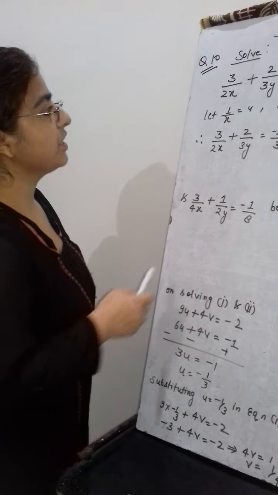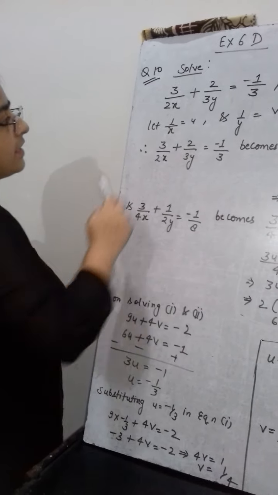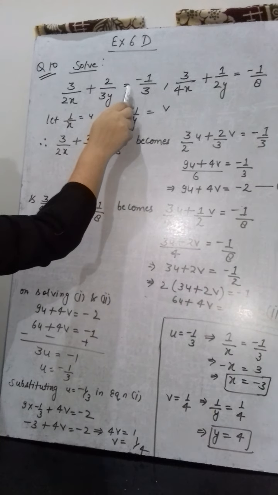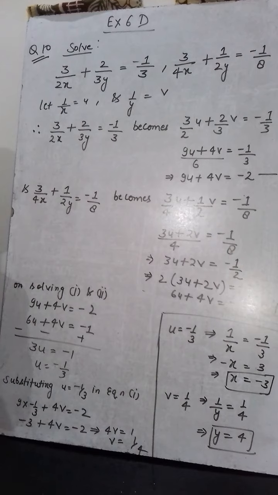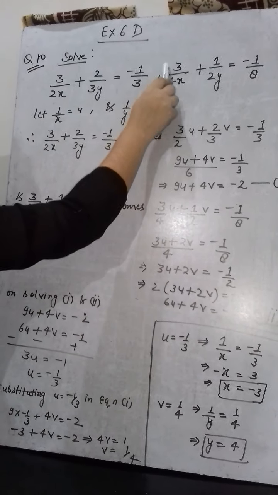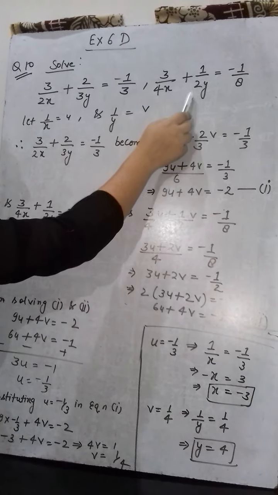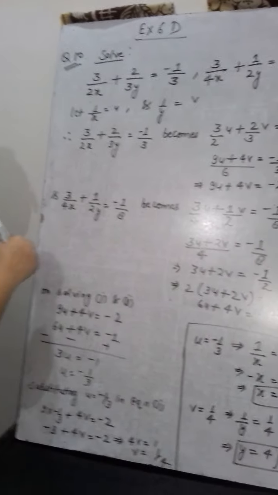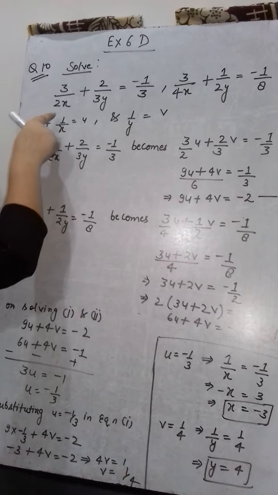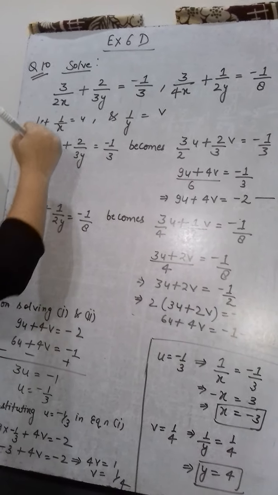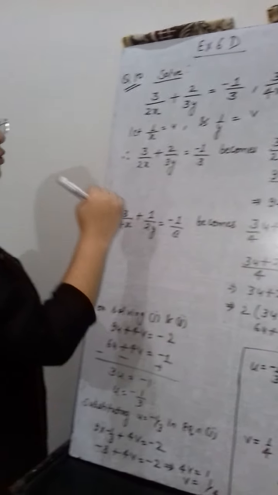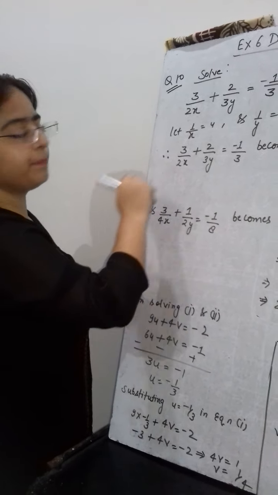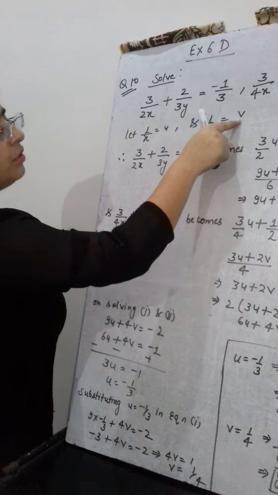Now let's see question number 10. It is given 3 upon 2x plus 2 upon 3y equals to minus 1 upon 3, and the second equation is 3 upon 4x plus 1 upon 2y equals to minus 1 upon 8. So I am doing this question by applying the method that first of all we will convert the variable which is given in the denominator into the numerator. So let 1 upon x equal to u and 1 upon y equal to v.